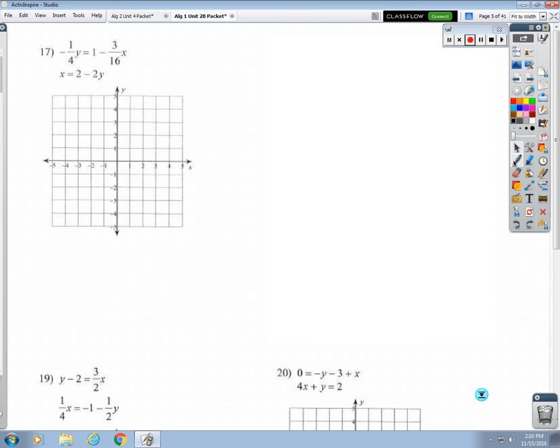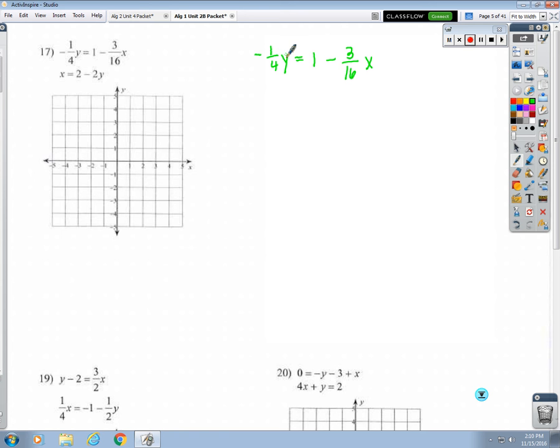Okay, so look at the first equation. We have negative 1/4 y equals 1 minus 3 over 16x. Why is that not in slope-intercept form? Okay, what is with y? The negative 1/4. How do you get that away from the y?